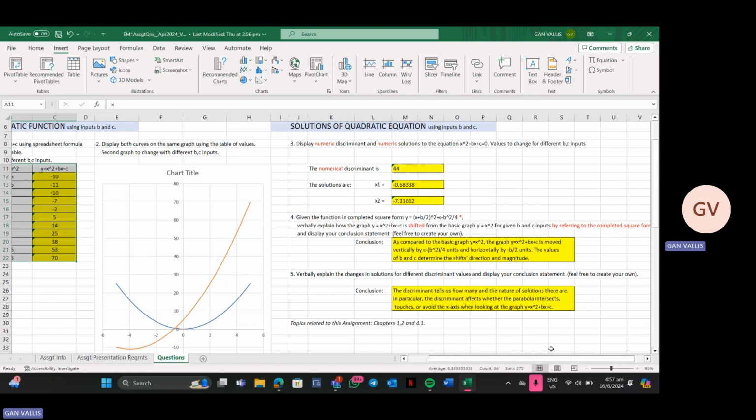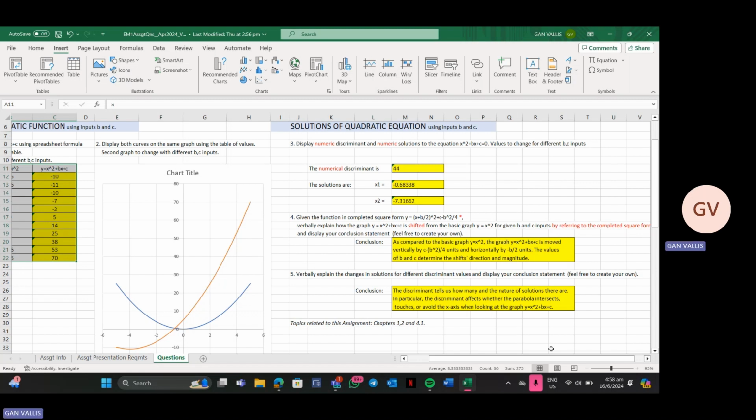For question 5, we know that the discriminant determines the nature and number of solutions of a quadratic equation. But how? Firstly, when the discriminant is more than 0, it means that the quadratic equation has 2 distinct real roots. This can be seen as the graph intersects the x-axis at 2 distinct points. Secondly, when the discriminant is equal to 0, this means that the quadratic equation has exactly 1 real root, and this can be seen as the graph touches the x-axis at only 1 point.